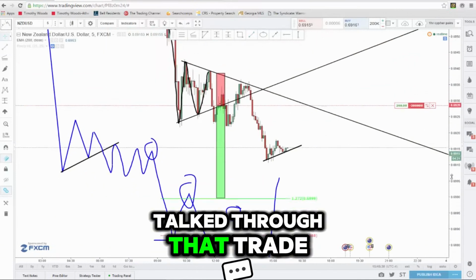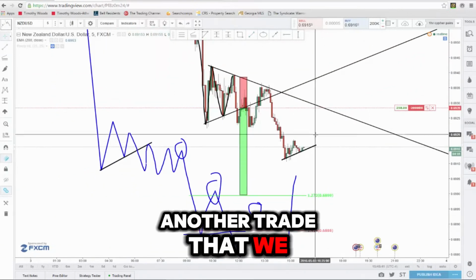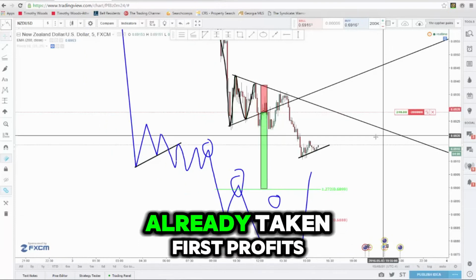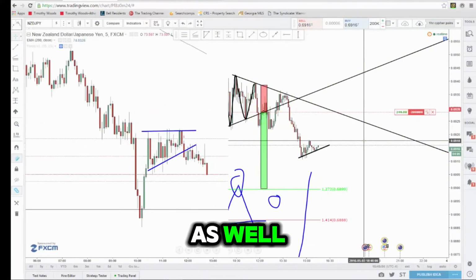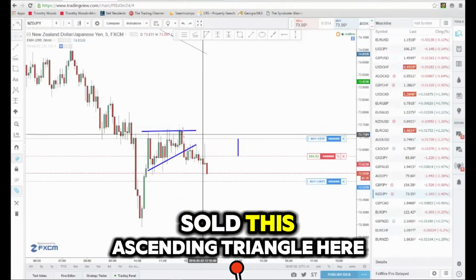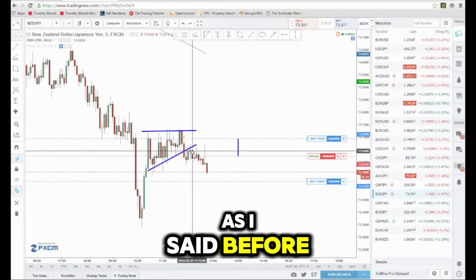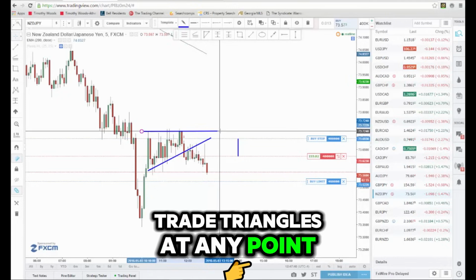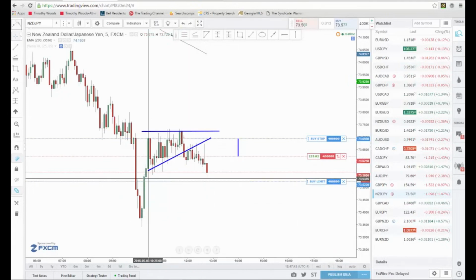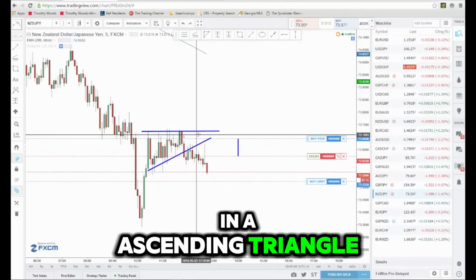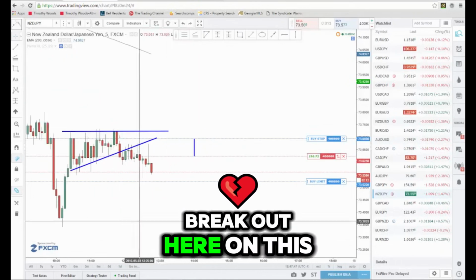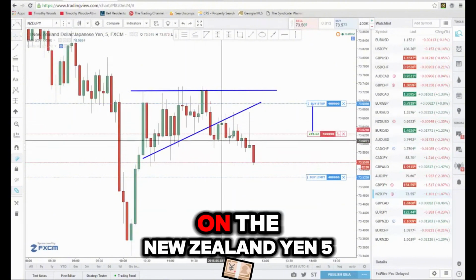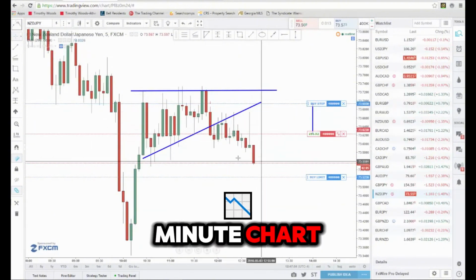But now that we've talked through that trade, let's go over to another trade that we took today on the New Zealand yen in the same direction, going short, and we have also already taken first profits in the other trade as well. Alright guys, so we sold this ascending triangle here. As I said before, in the rules that we stated earlier, I am allowed to trade triangles at any point as long as I'm with the underlying trend. We came up, put in an ascending triangle, and we sold the breakout here on this red candle on the New Zealand yen 5-minute chart.